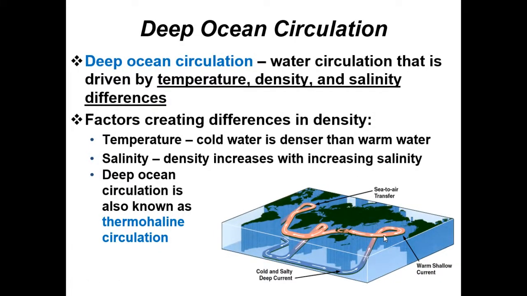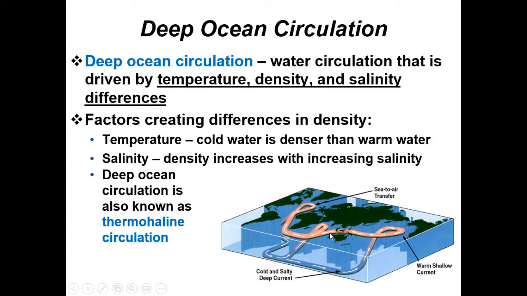Let me explain how this works. There's this thing called thermohaline circulation, also known sometimes as deep ocean circulation. That's the picture you're seeing here. Basically, this is what I just explained, where you have warm water originating at the equatorial regions. That warm water is lightweight, so it has low density and low salinity. It stays that way as it moves around the equatorial regions.